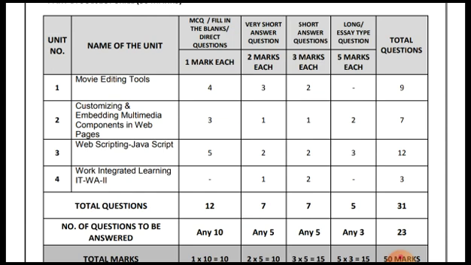Then the second unit is another new unit in your syllabus, customizing and embedding multimedia components in web pages. Web pages means HTML pages. So this is also a unit which was not there in last year's class 11 syllabus. So these two units are completely new for you. The first unit is an extension of your animation, but the second unit is new to you all. Then the third unit is the elaboration of the previous year's unit itself.